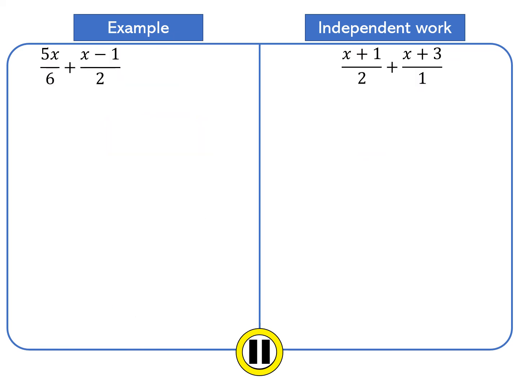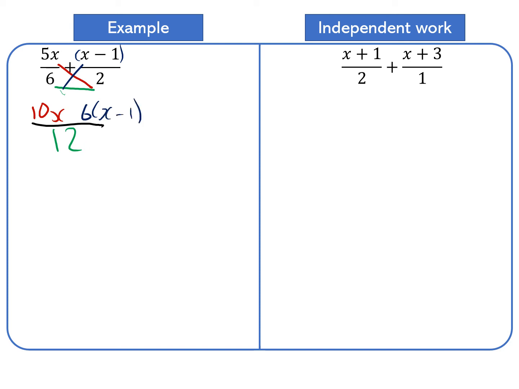Press pause and try the example questions. Then press play and I will answer the examples with you. Let's use my method again. We've got 6 times 2 is 12. Then we've got 5x times 2 is 10x. We've got 6 times x minus 1, like so. We're adding those together. Let's go underneath.